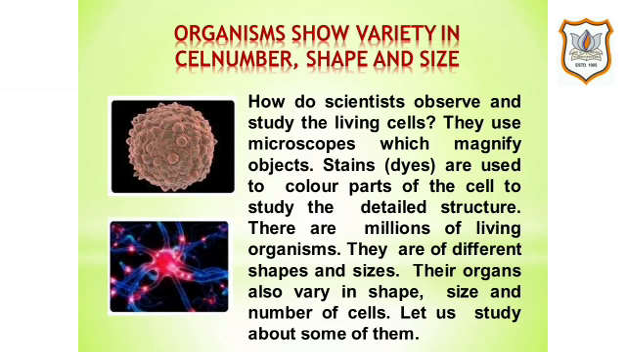We will now describe the variety in number of cells, shape of cells and size of cells in organisms in detail. Before we do that, we should keep in mind that a million is a thousand thousand, which is 10 with 6 zeros. A billion is 1,000 million and a trillion is 1,000 billion.